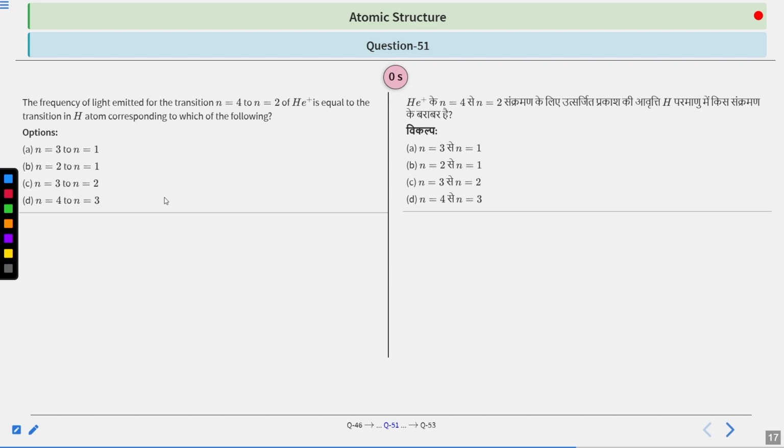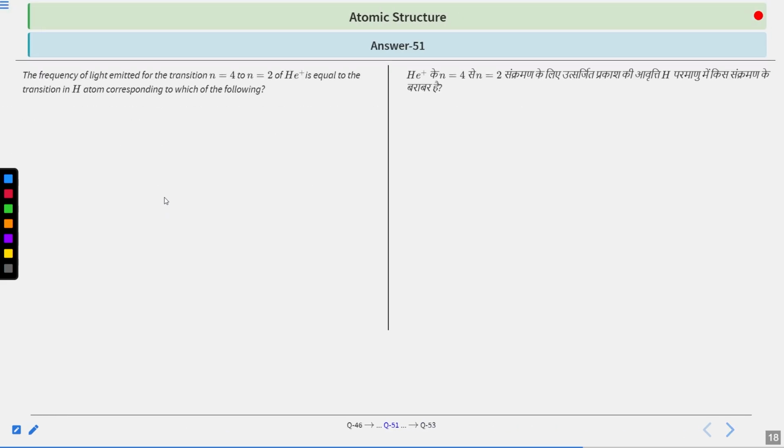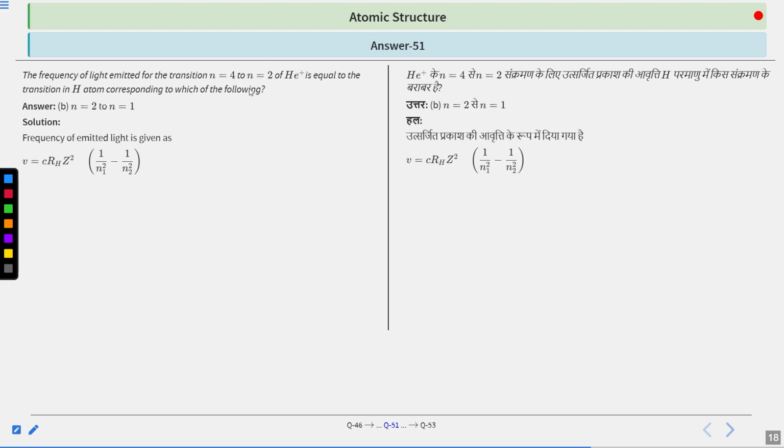Okay, now let us see the solution. So first of all, what is the question? The question says that you have to find which transition among the following will have the same frequency as the transition starting from n equals 4 to n equals 2 for helium plus atom. So the correct option is B, n equals 2 to n equals 1. If the electron goes from 2 to 1, then it will have the same energy as that of 4 to 2 for helium plus.